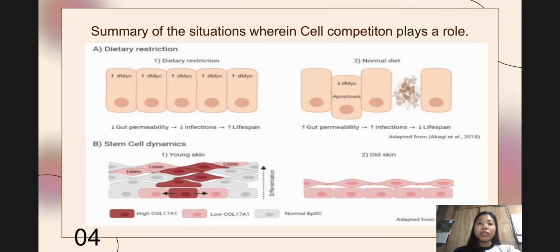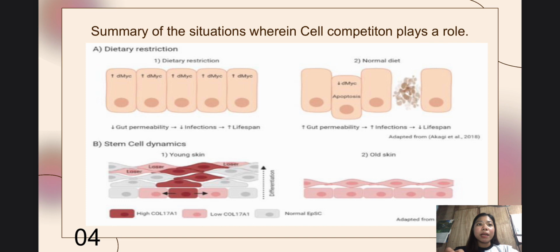To understand more the results, here is the summary of situations wherein cell competition plays a role. For the dietary restriction, there is upregulation of MYC in the enterocytes, reducing cell elimination, decreasing gut permeability, decreasing the risk of infection, and increasing the lifespan. In a normal diet, unfit cells with reduced level of MYC are eliminated by apoptosis, increasing gut permeability, increasing the risk of infection, and decreasing lifespan.